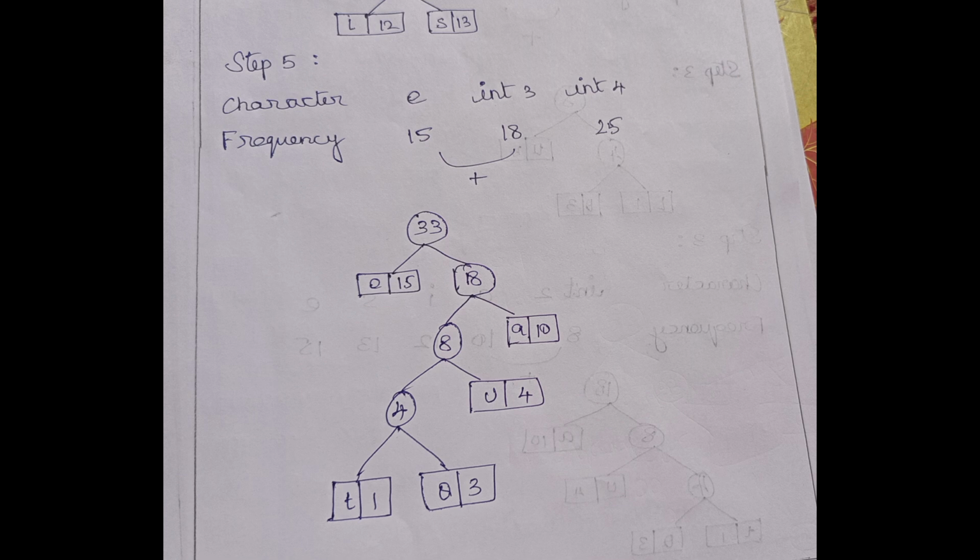Fifth step is to add the internal node 4 in the tabular column. The internal node 4, 25, is greater than the internal node 3. So let me add it to the last of the tabular column. Now we have to add the first two, which we get 33. Now we have to split the 33.